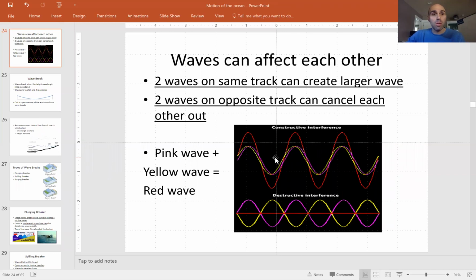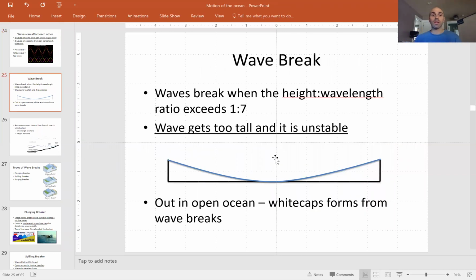All right, so what are we going to start with today? We're going to start with wave breaks. We're going to talk a little bit more about waves. And then tomorrow, we'll get into the different types of destructive waves. So a wave break is when the height to wavelength ratio, remember the height of the wave to the wavelength, peak to peak, exceeds a 1:7 ratio. So when your wavelength is 7 times your height, the wave gets too small and it becomes unstable.